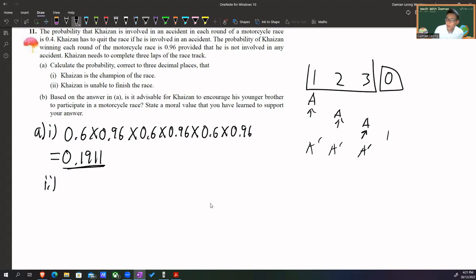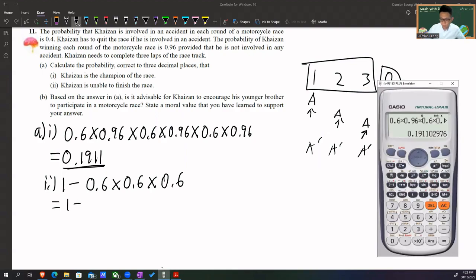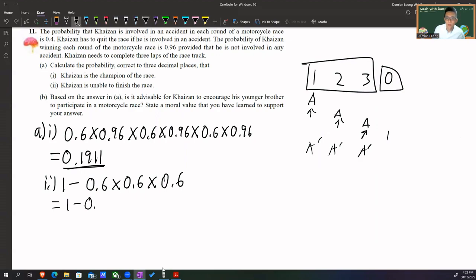Yeah. So I want to calculate when he gets an accident, I can always take 1 minus the probability that he does not get into an accident, means 0.6 times 0.6 times 0.6, which is 0.216. So 1 minus 0.216 means 0.784. That's the probability that he is unable to finish the race.